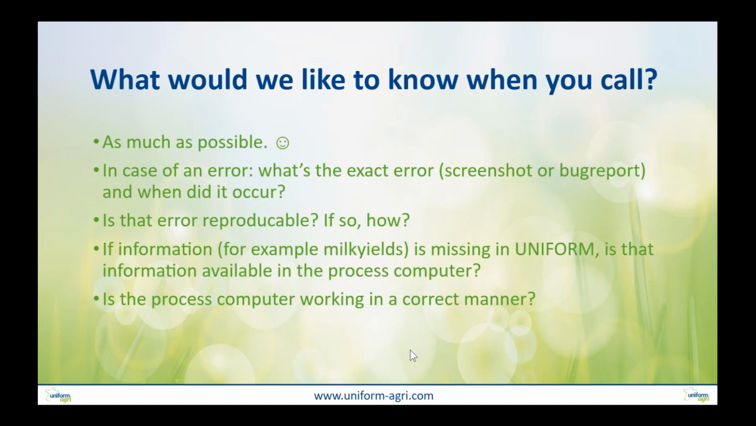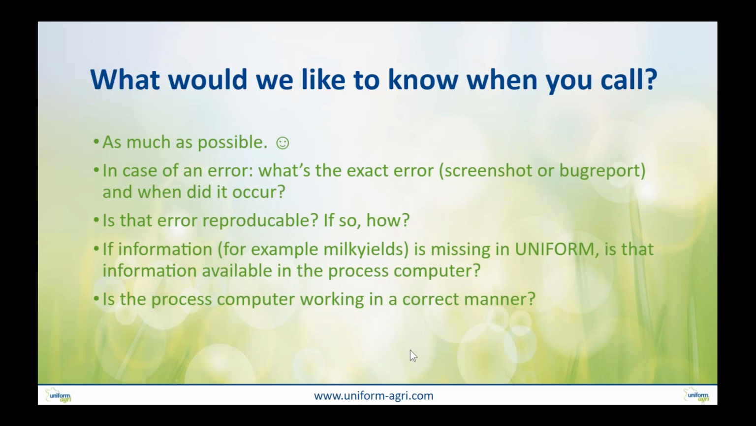And to follow up on that, is the process computer itself working in a correct manner? And by that I mean, the example I already gave, when the farmer looks into his milking parlor and misses the calving there, or sees that feed amounts don't get sent from Uniform to the feeding stations, those kinds of things.